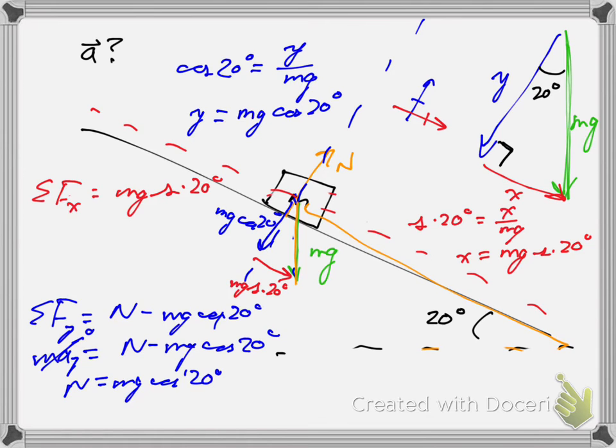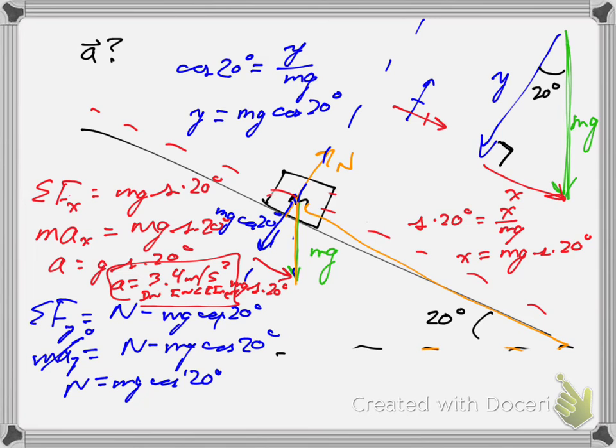Turning my attention to the x direction, F net in the x direction equals ma in the x direction, which equals mg sine 20. I can divide by m, and that means that a equals g times sine 20. Now I know everything. I know g is 10 and sine 20 is 0.34. So the acceleration is 3.4 meters per second squared down the incline. And that's the answer to what the acceleration is.